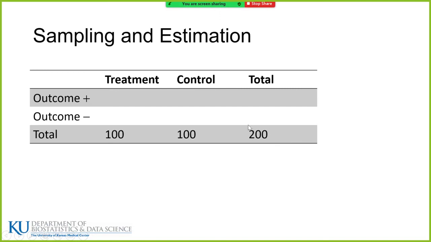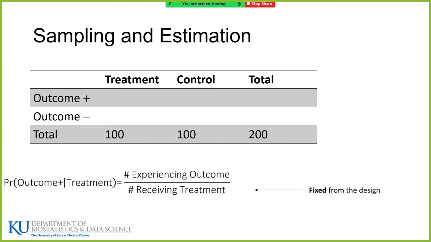Let's look at a randomized controlled trial where we have a treatment group and a control group. We had 200 total participants that we randomly assigned equally across these two groups, so we have 100 in each of these arms. And then we measure their outcome. They either have a positive outcome or they don't.